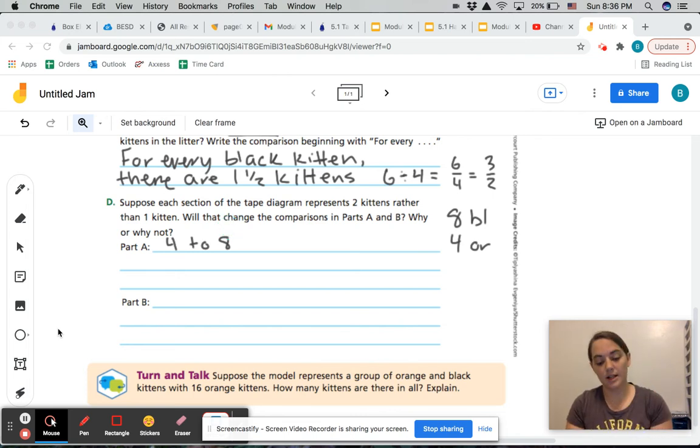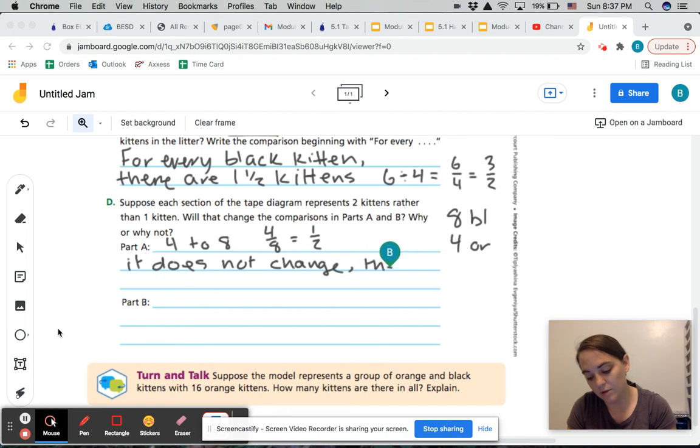Now let's see what that would look like as a fraction. 4/8. Well, 4/8, we can simplify that to 1/2. Those are equivalent fractions. So if each one of those little ones equals 2, you're just doubling the litter. Even if you're doubling the litter, you're still going to have the same comparison of black kittens to orange kittens. So it does not change, because the ratio is still the same.